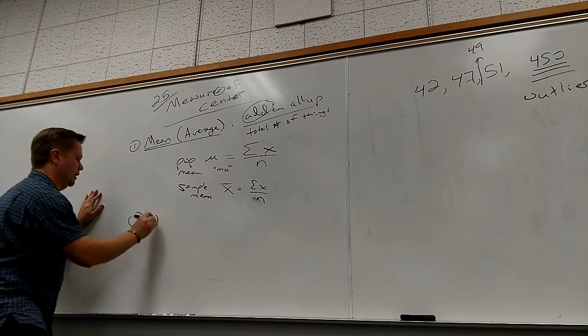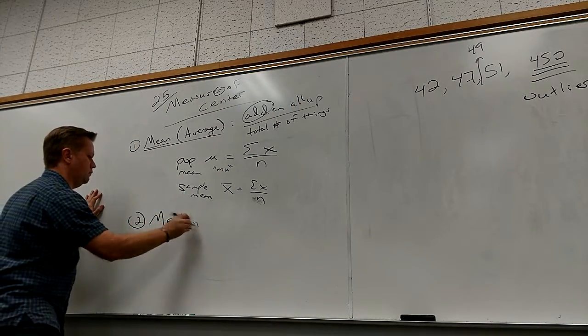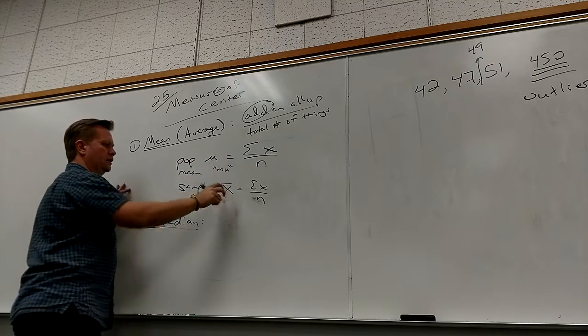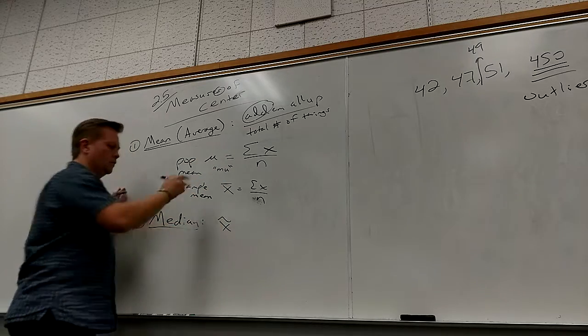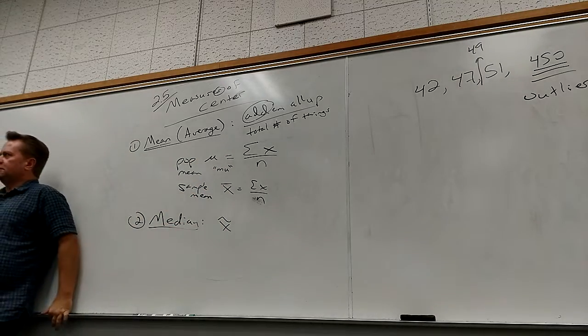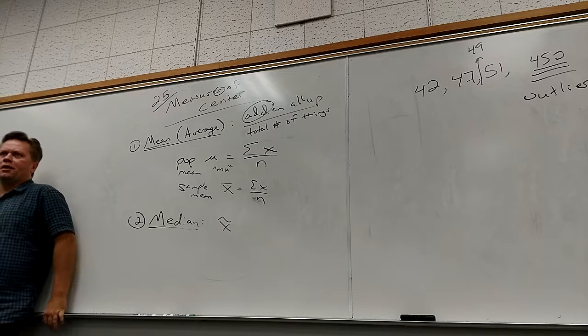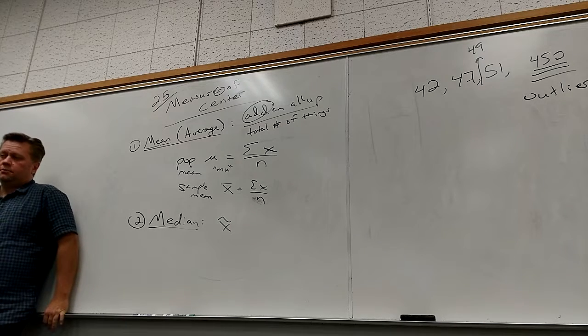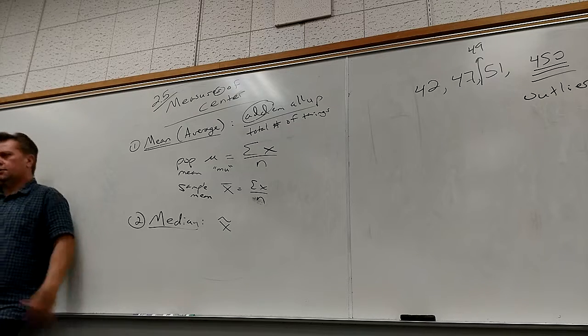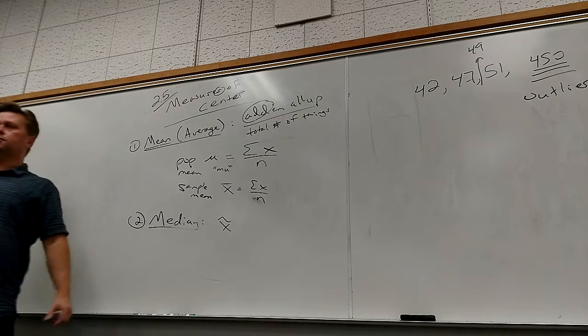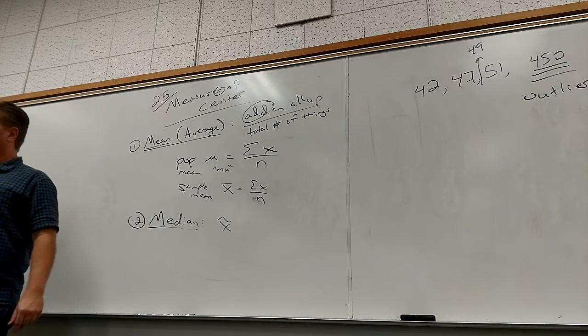So, median. Median has a symbol. It looks like a mean with a little tilde on top. Right? This little bar got messed up. Okay. And then how do you find it? Well, it's basically just finding P50. Really.